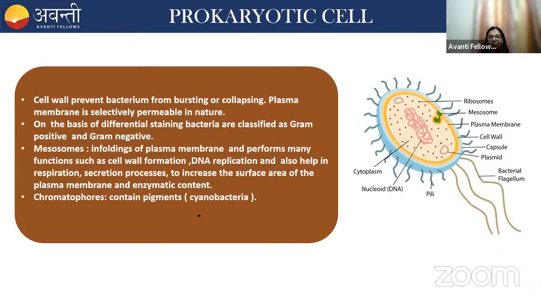Bacteria do not have membrane-bound organelles. Membrane-bound organelles like Golgi, lysosomes, vacuoles, mitochondria, and chloroplasts are all absent in prokaryotes. But infoldings of the plasma membrane in prokaryotes lead to the formation of a structure which is known as a mesosome.